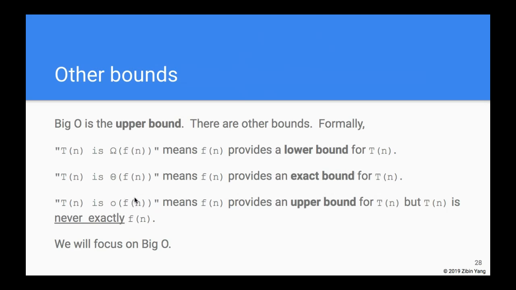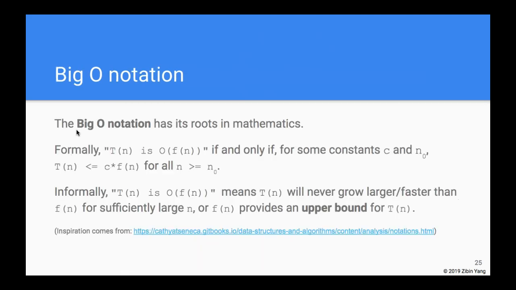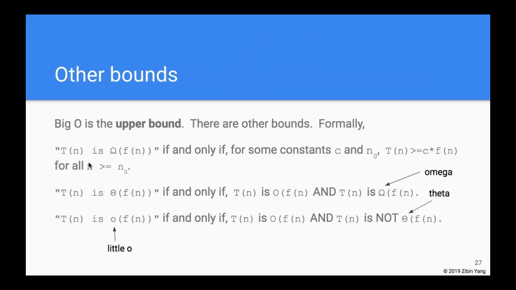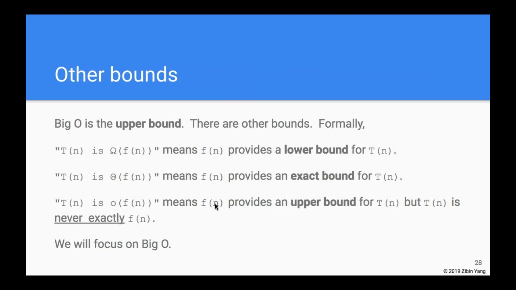And then finally, little o is actually very similar to the upper bound. I don't know if you remember that big O is less than or equal to; then little o is just less than. So little o still provides the upper bound, but T(n) is never exactly the same as f(n). So anyway, I thought to just mention those because they were also mentioned in your readings.